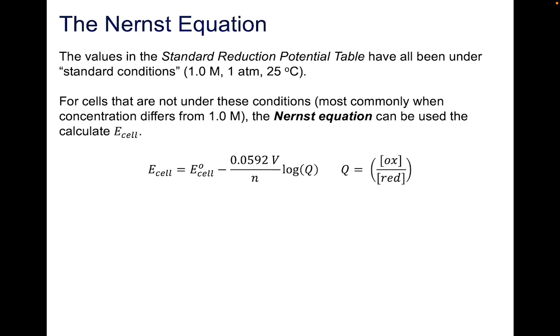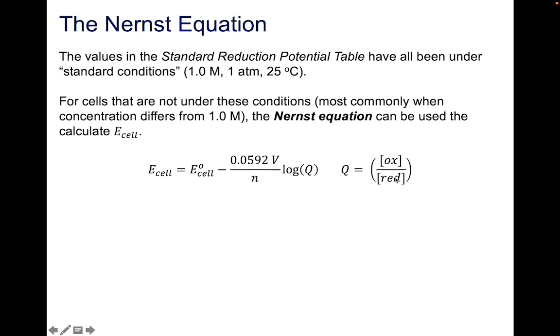Something that I will point out in case you haven't noticed it before: when we use this little degree sign here, that means standard conditions, which is again 1 molar, 1 atm, 25 degrees Celsius. And so if all three of those aren't met, then we are under non-standard conditions. And so we take that little degree sign off to just have the cell potential.